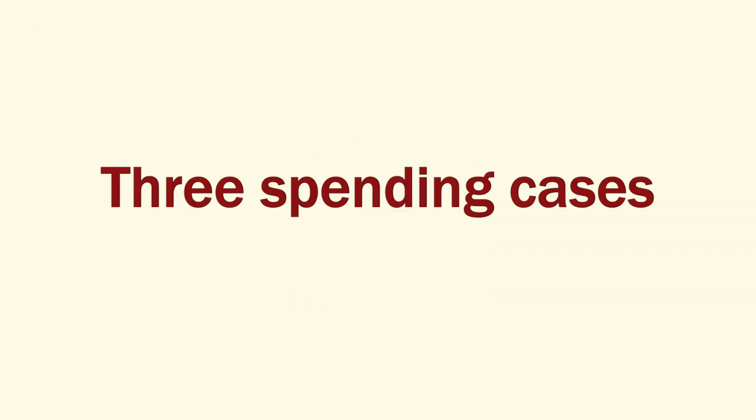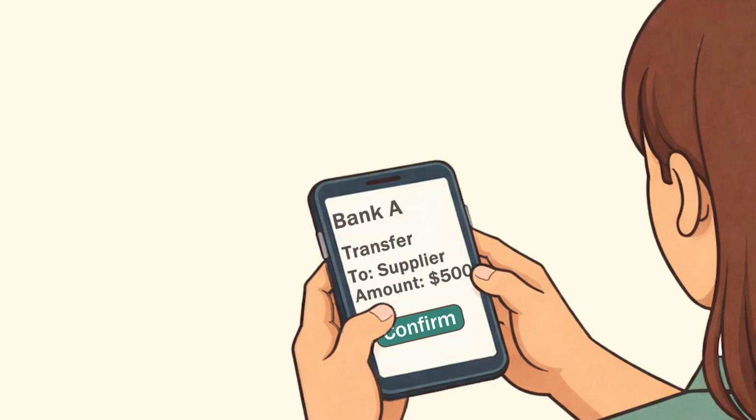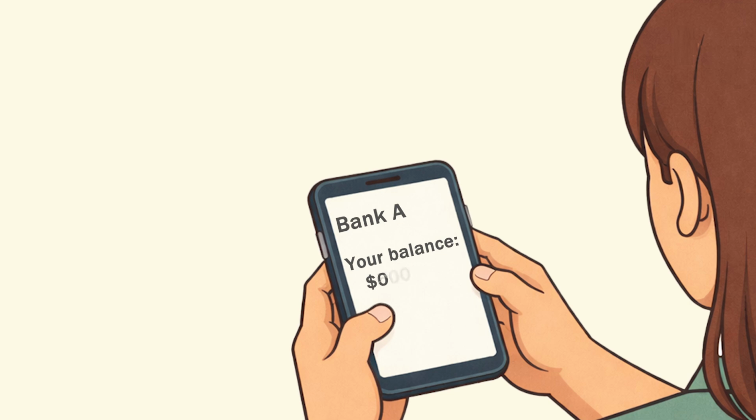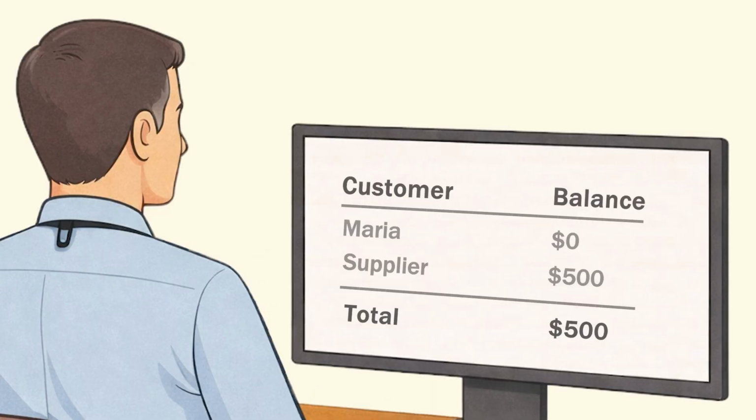First, we look at three simple spending cases. Case 1. The supplier uses the same bank as Maria. In this case, when Maria pays her supplier, Maria's balance goes down by $500. The supplier's balance goes up by $500. The total amount the bank owes its customers does not change. It just no longer owes Maria. It now owes the supplier instead. In other words, the $500 is still digital bank deposit money, still in the system. It just moved from Maria's name to the supplier's.